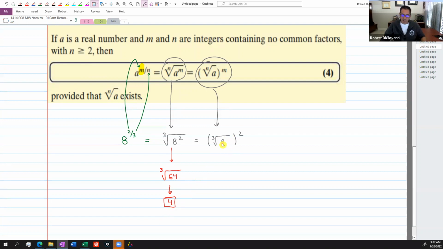Look at it this way. This way I think is easier because the first thing you do is figure out what the cube root of 8 is. So what number times itself 3 times gives you 8? Well, that's 2, right? And then you square that, and that gives you 4. So you get the same answer doing it, it's your choice either way. Are there questions on that?